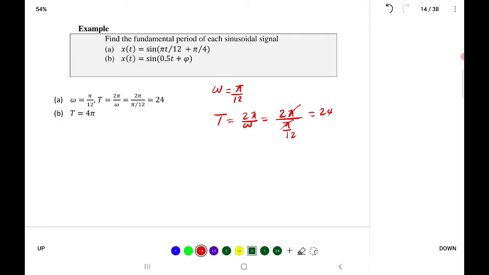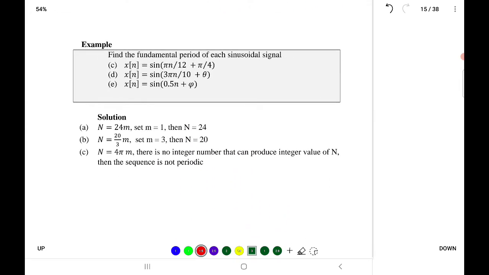Okay, that's great. The second one, omega is equal to 0.5. So T will be equal to 2 pi over 0.5, which is equal to 4 pi. So the period is equal to 4 pi. Okay. I will now go for the discrete.